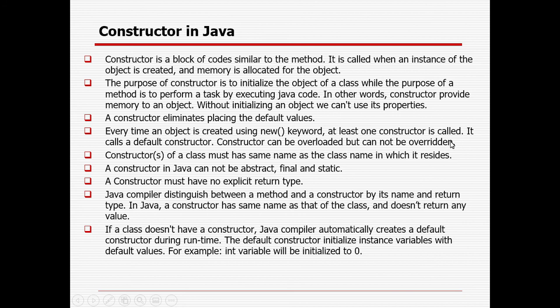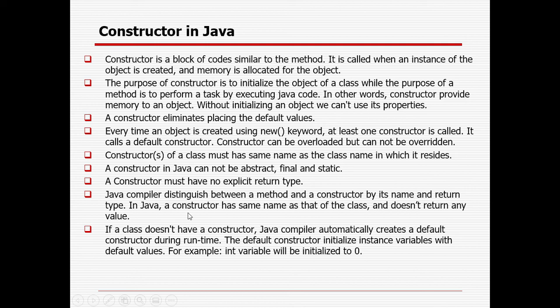Now no need to worry about overloaded or overridden. This is the concept of polymorphism in OOPS. I will show you in polymorphism what method overloading and overriding are all about. Before that, you need to know all the Java concepts clearly so that you can learn overloading and overriding. The constructor of a class must have the same name as the class name in which it resides. Whenever you create any constructor, it should be exactly the same name.